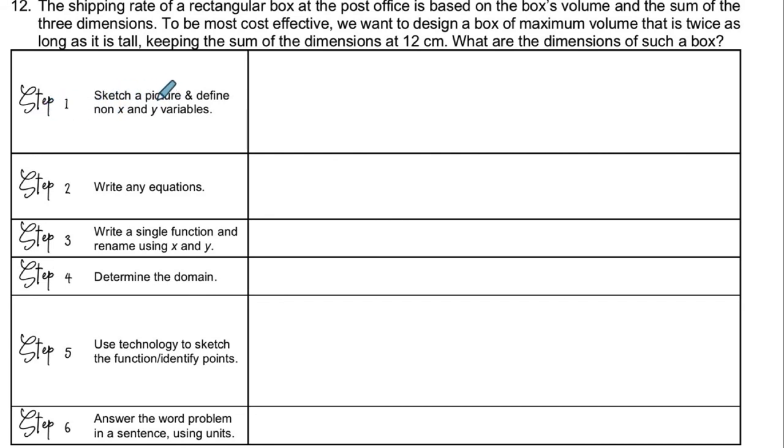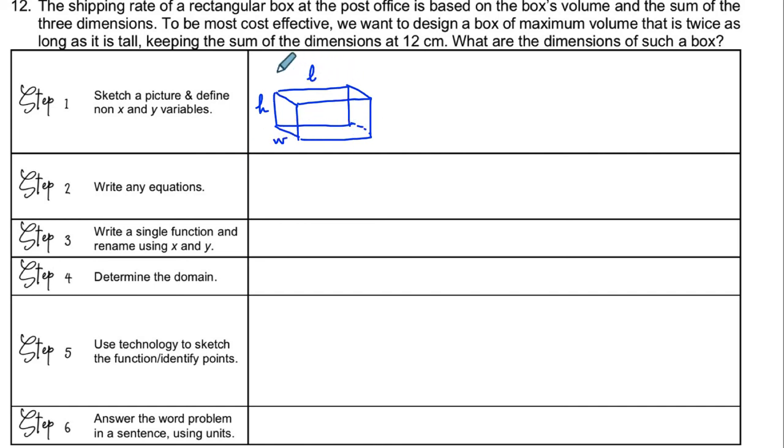We almost always sketch a picture because a picture gives us a lot more information in few words. So when we've got a word problem, we can simplify or streamline or convey a lot of the words in the picture. And so we're going to have a box, and we want it to be twice as long as it is tall. So we might call the dimensions height, length, and width.